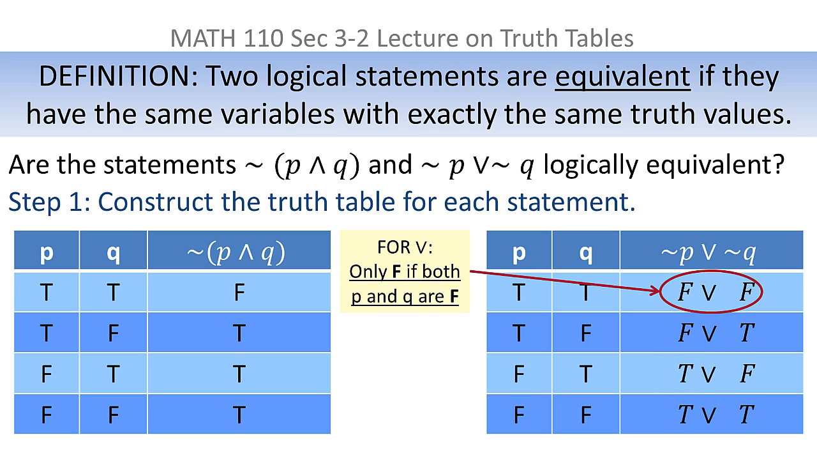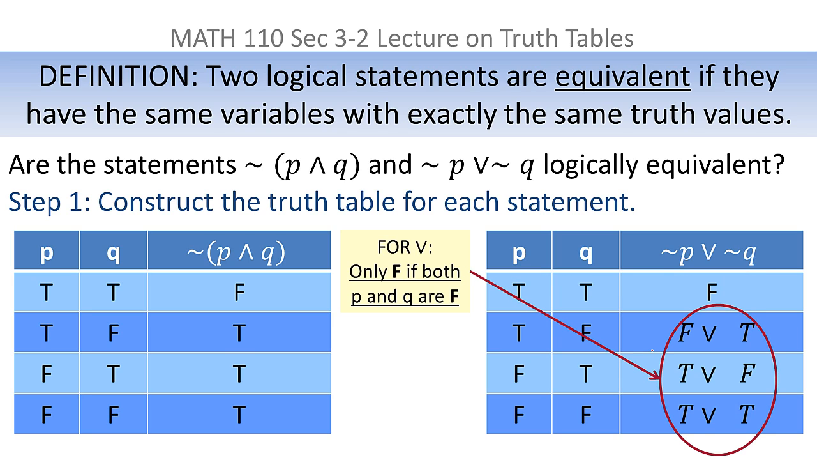Now I'm ORing. So in the first row, I'm ORing two Fs. Now remember the rule for remembering ORs, and that is that it's only false if they're both false. So there's only one case where they're both false. The other cases, they aren't both false. So that will be false, and the rest will be true.